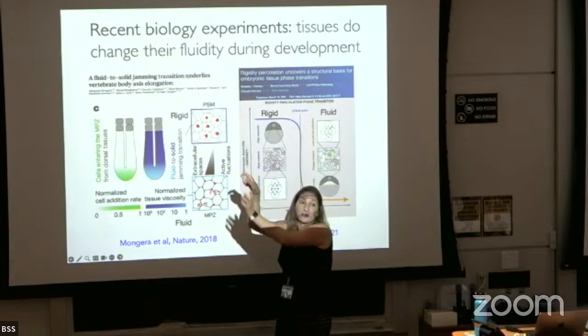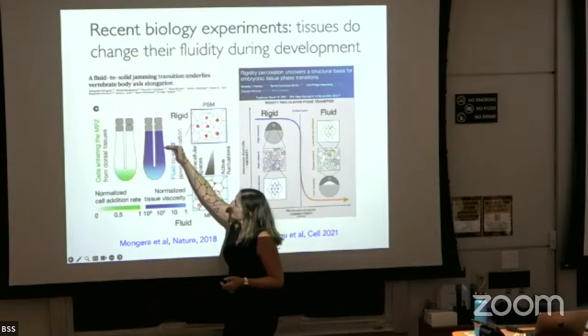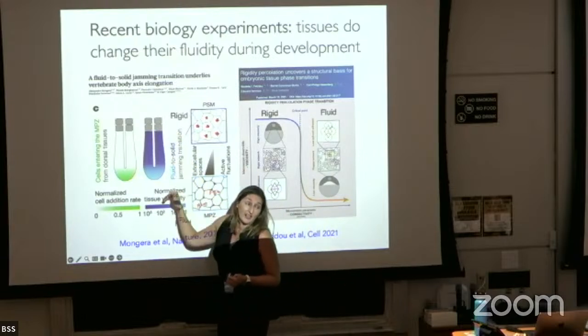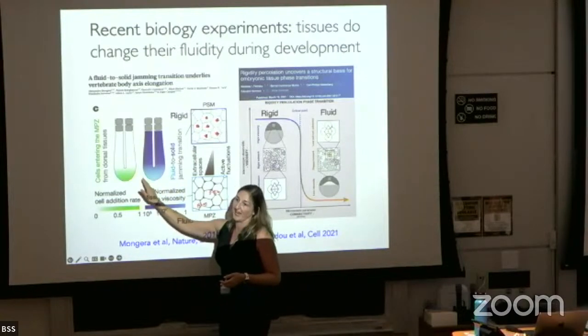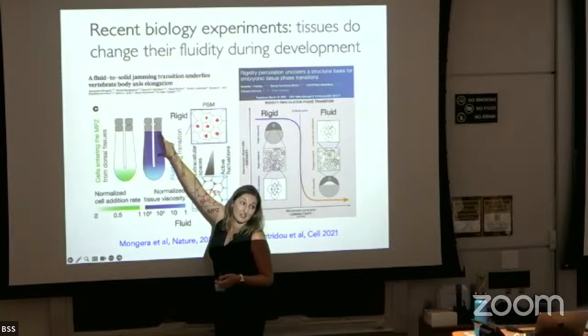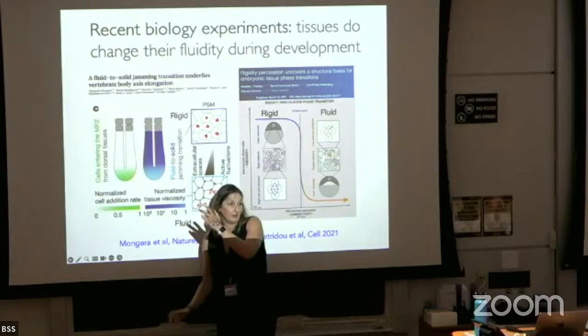Okay. And so this set of experiments is at a later stage of development in the zebrafish tail bud. So you know how I showed you there was that tail at the end of the embryo? It turns out actually there is a spatial gradient in the fluidity of the tail bud. It behaves like a fluid at the very end, and it behaves like a solid up here. And that actually, this paper argues, is important for the elongation of the tail.